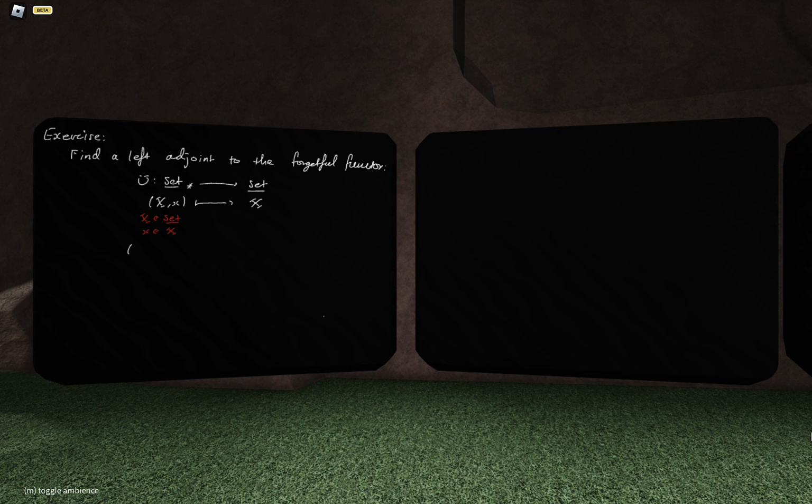And then inside this category, a morphism from (X, x) to (Y, y) is a function f from X to Y such that f of x equals y. Okay? And then again, this will just be mapped to the function f. So we just forget the fact that it satisfies this property. Cool.